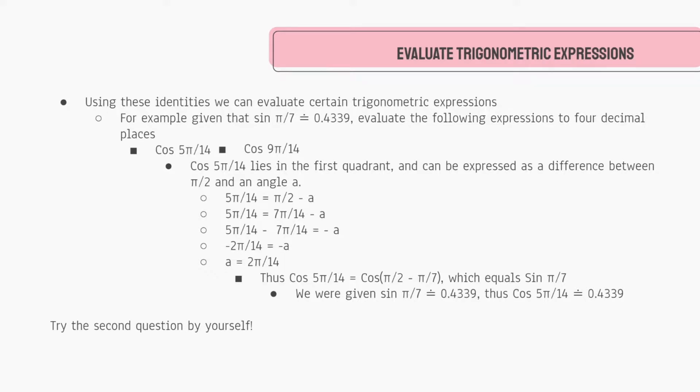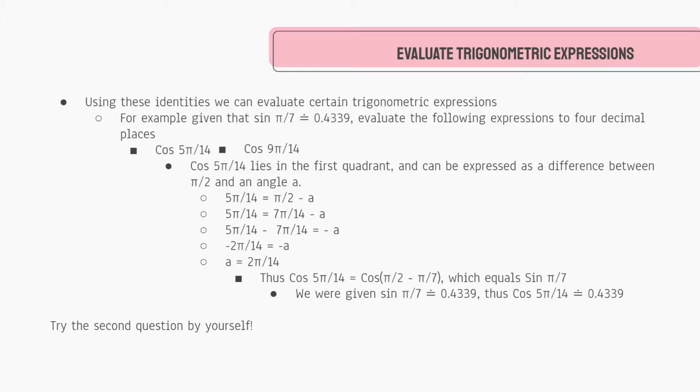So cos 5 pi over 14 lies in the first quadrant. The way you would know this is whether or not it is between the values of pi over 2 and 0. Since it is smaller than 7 pi over 14, which would be pi over 2, it is in the first quadrant. Since it is in the first quadrant, we can express this as a difference between pi over 2 and an angle A. Again, we figured out why that works in the demonstration, so now we're just applying the knowledge.